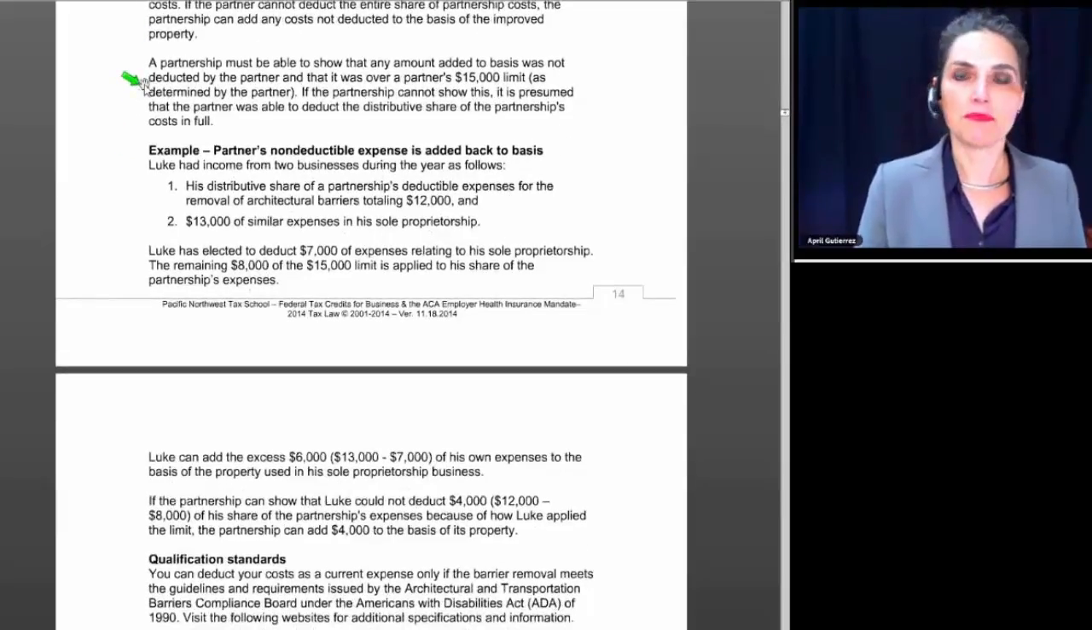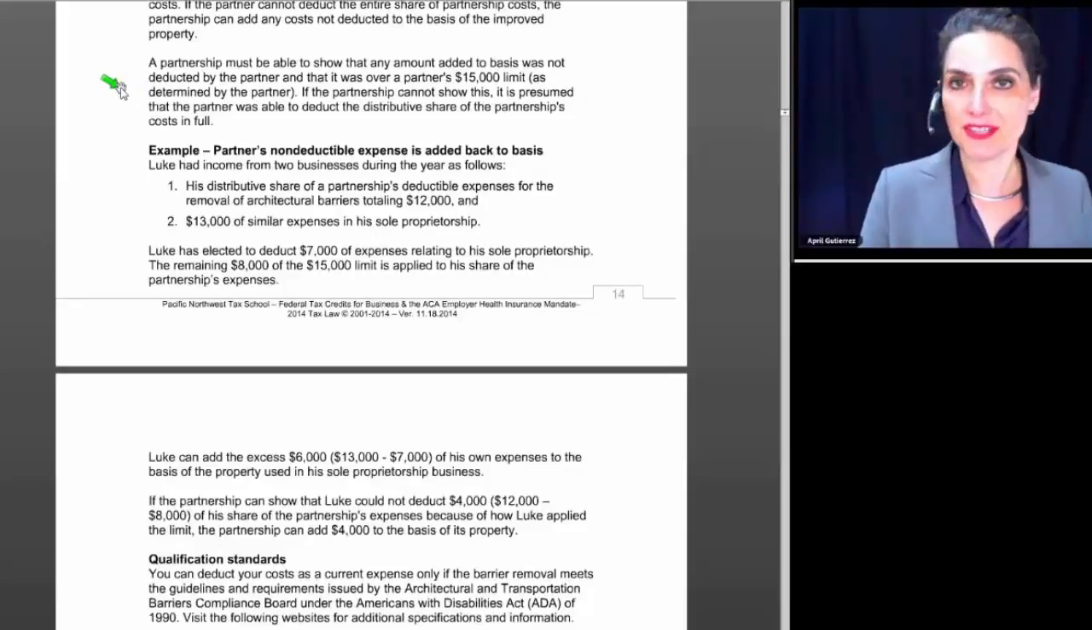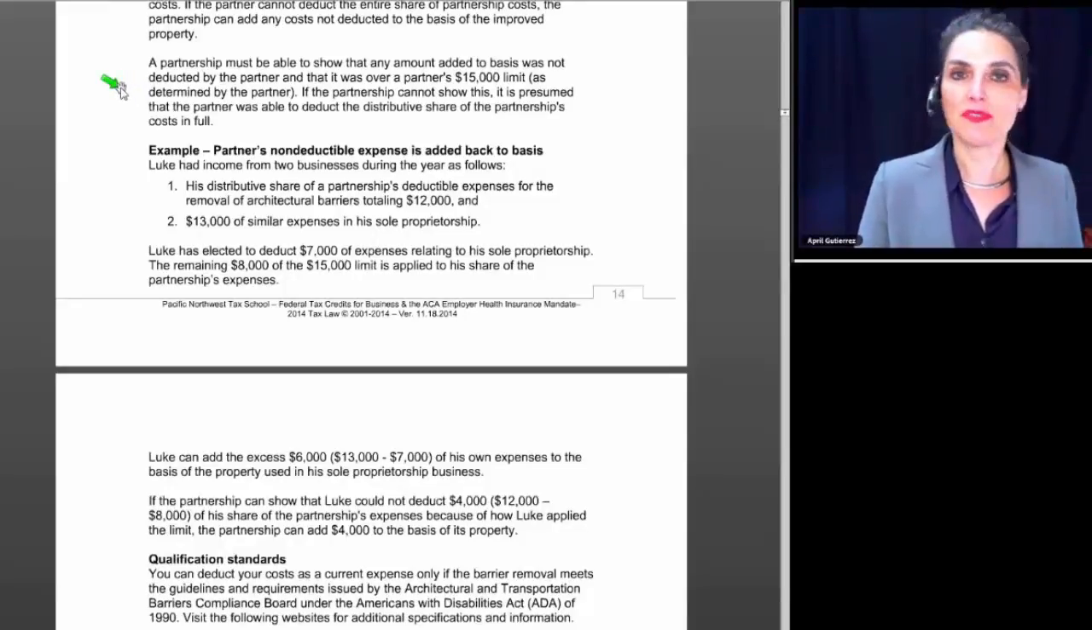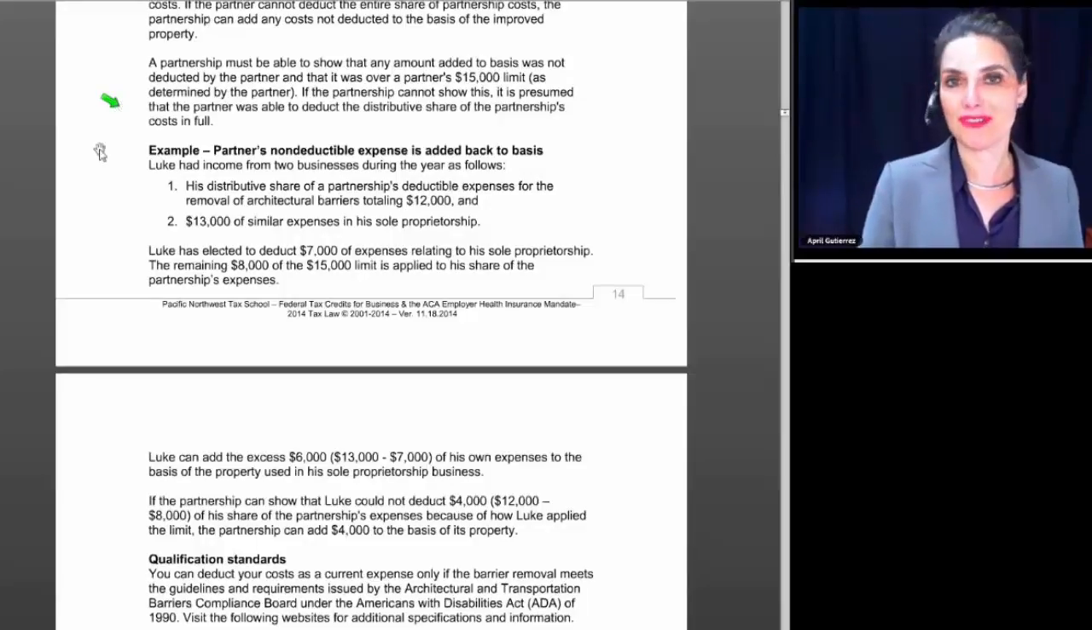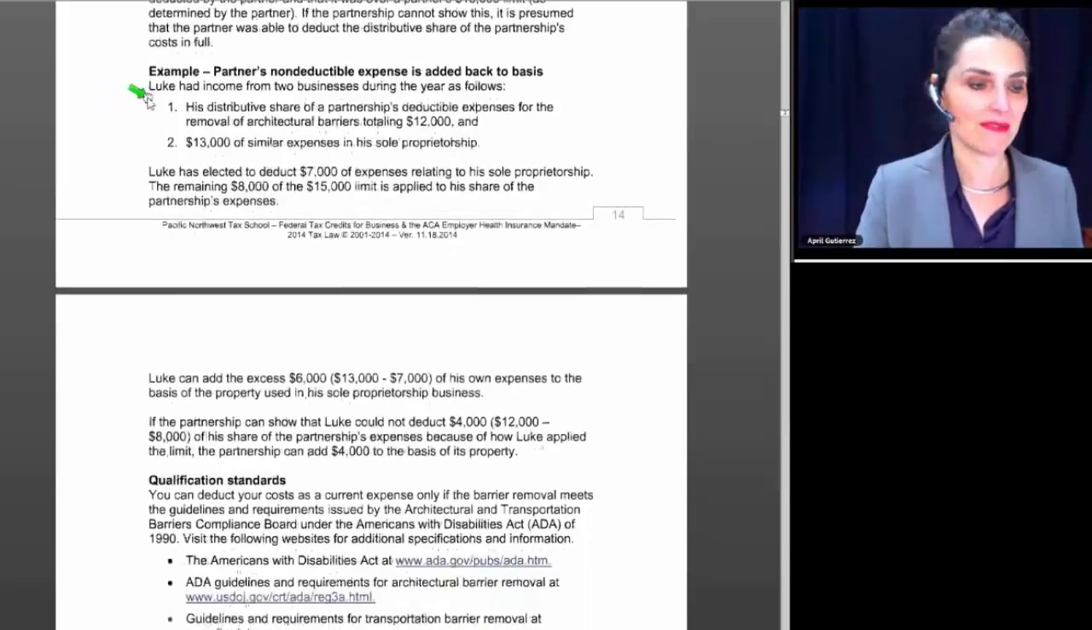A partnership must be able to show that any amount added to the basis was not deducted by the partner and that it was over that partner's $15,000 limit as determined by that partner. If the partnership cannot show this, then it is presumed that the partner was able to deduct the distributive share of the partnership's full costs. So it's kind of a mouthful. I had to read it several times before I understood it, and then I thought, well, let's create an example.